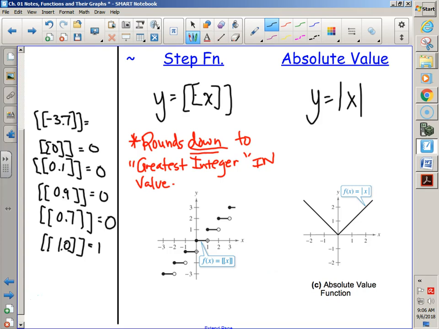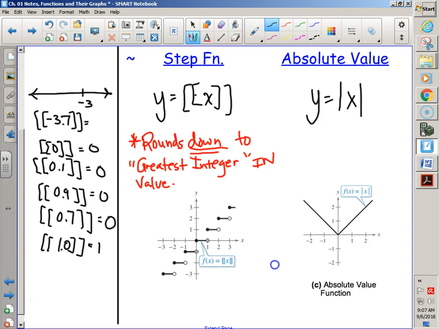The common mistake, aka the common wrong answer, would be negative 3. What? But we're rounding down. 3.7 is 3. You're exactly right. Negative 3.7 is negative 3. You're exactly wrong. Why? Number line.